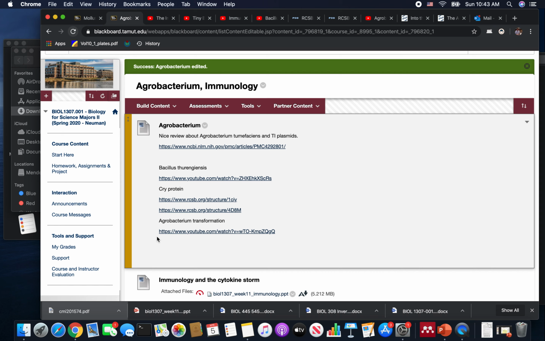So that's like our level 1 today. That's our basic level. And then our next level, kind of our ultimate goal, is to get to the point where you will be able to look at this particular paper, a review of Agrobacterium and TI plasmids, and be able to understand what's going on there. That is a much better, more detailed scientific explanation.